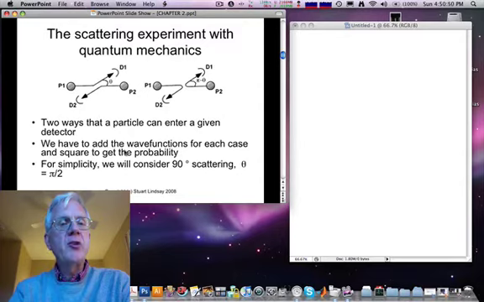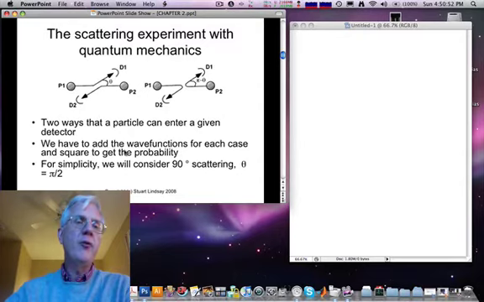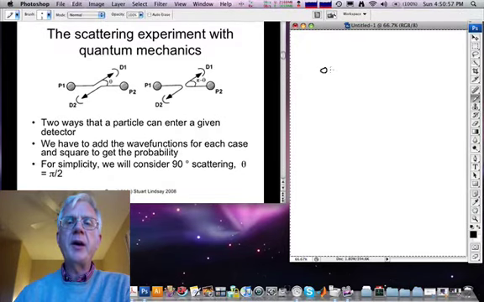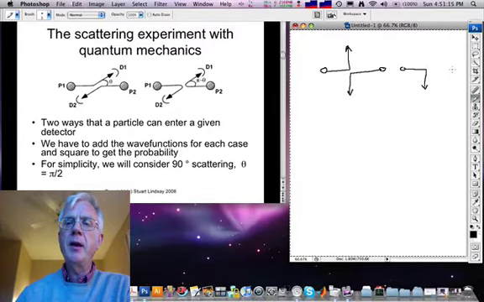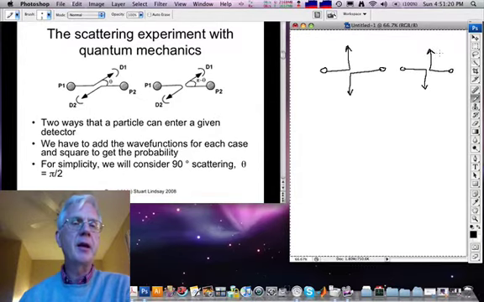Now, I've shown you the center of mass scattering here for some arbitrary angle, but we're going to simplify things by considering scattering at 90 degrees in the center of mass frame of reference. The reason being that the probability amplitudes for each of the two possible paths become identical, and so it illustrates the physics very clearly when this angle here is pi over 2.